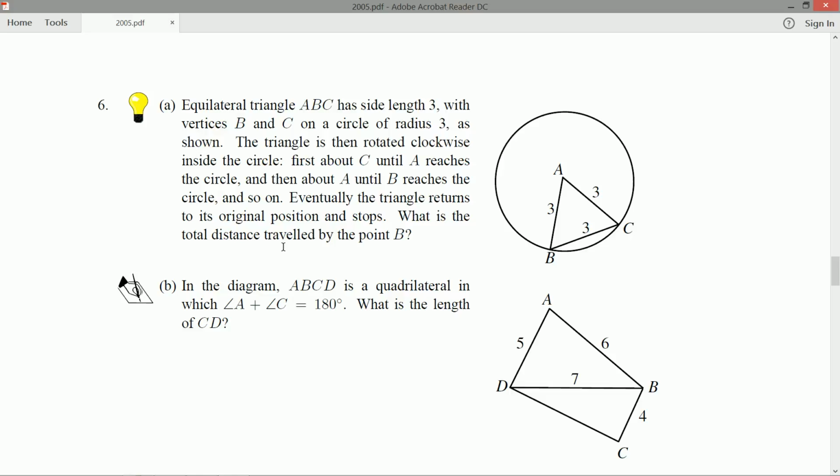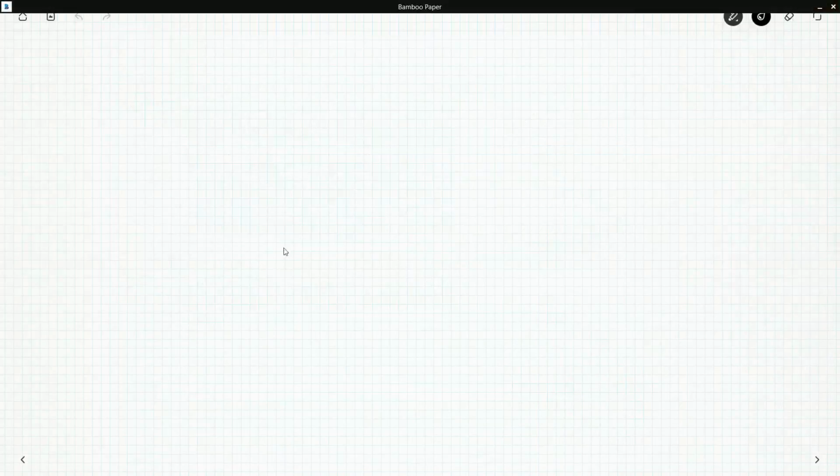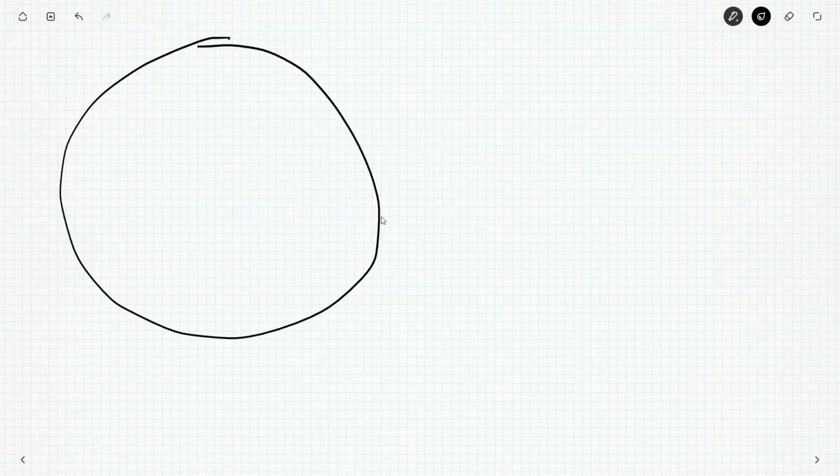Ooh, nifty. Okay. So we just need a final answer with this. No rigorous proof. Let's take a look at how this triangle moves inside the circle. That's not a bad circle. Not a great circle, but it's not a bad circle. So I'll make that basically the center there.